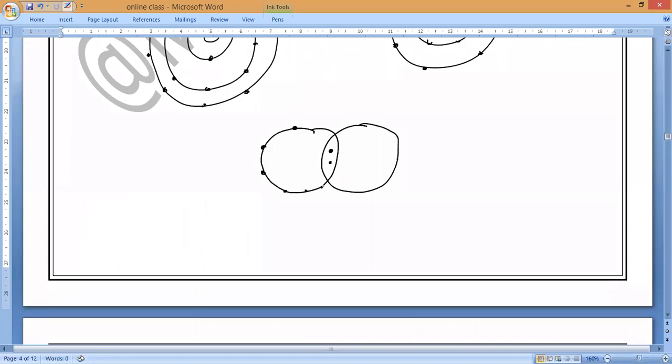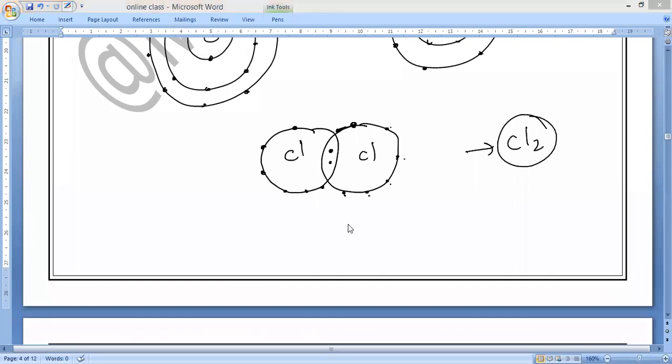3, 4, 5, 6, now 7, 8. This electron also, what? 1, 2, 3, 4, 5, 6, and 7. You can see. Okay. So 1, 2, 3, 4, 5, 6, 7, 8. So this is what? Chlorine. So they will share and form a chlorine molecule. Here also, they are sharing one electron each. So we can say this covalency is how much? Chlorine covalency is what? 1.